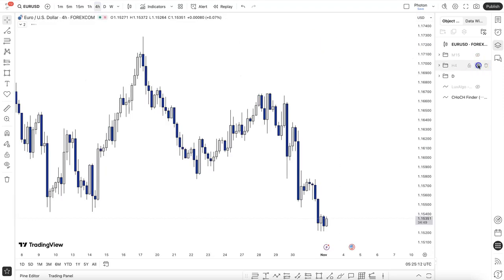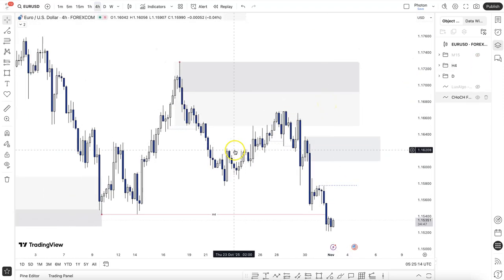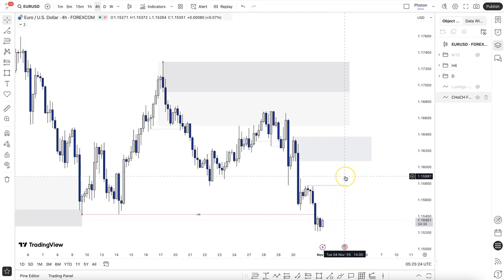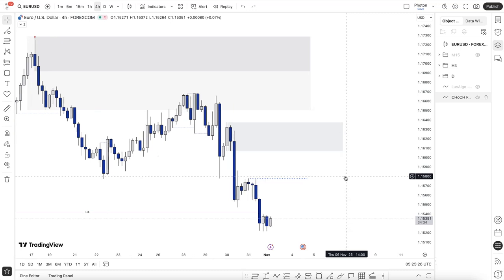Moving on to the 4-hour chart. The 4-hour is obviously bearish. Why? Because we are in the daily pullback. And on the 4-hour, we've had a break of structure over here, after which we can expect a pullback to happen. Now, how will I know that the pullback has started?